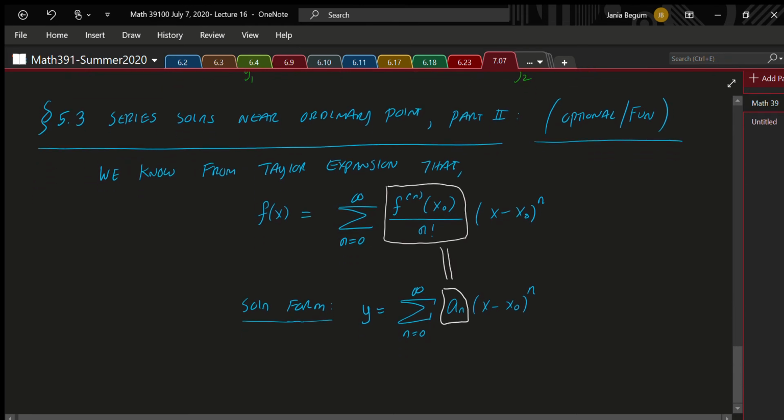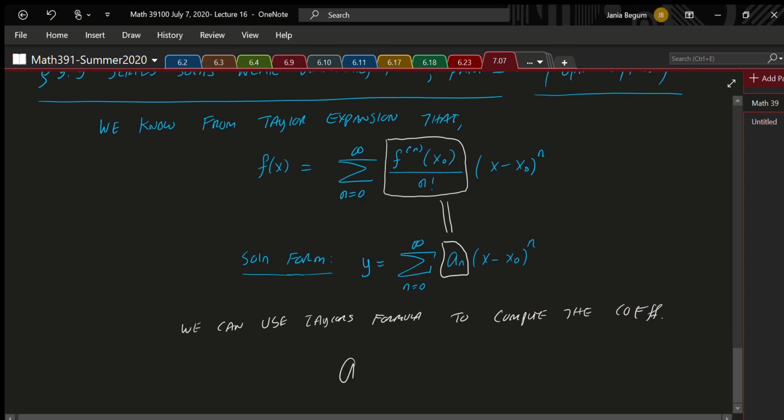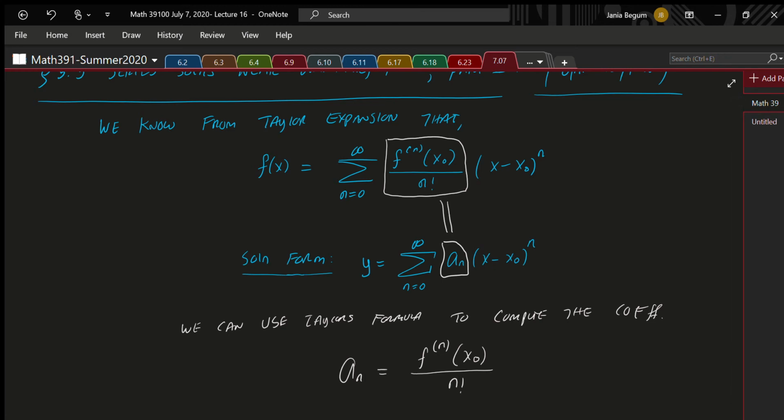So we can use Taylor's formula to compute the coefficients of our series solution. Okay, so a sub n is going to be determined by this formula: the nth derivative of f, evaluated at x naught, divided by n factorial. So that's how we'll get the coefficient. So this is another way of getting the coefficient, a quicker way.